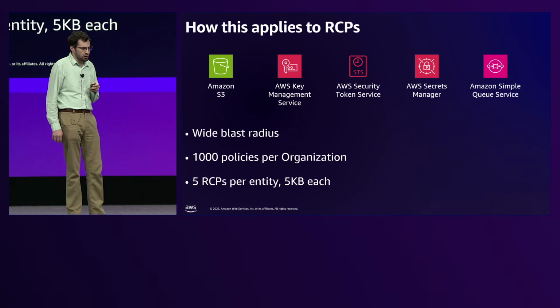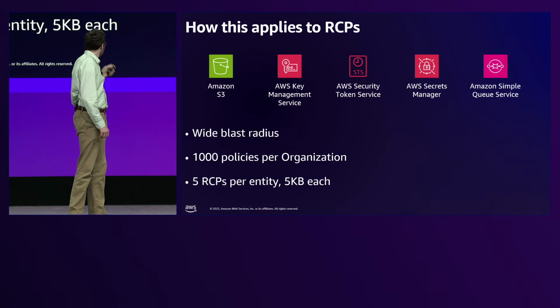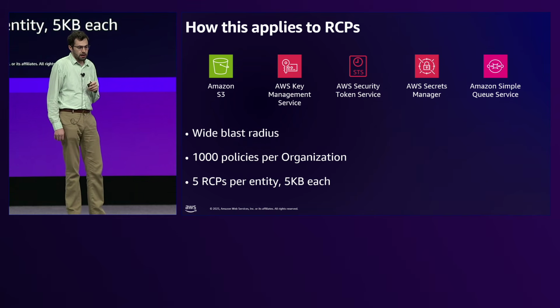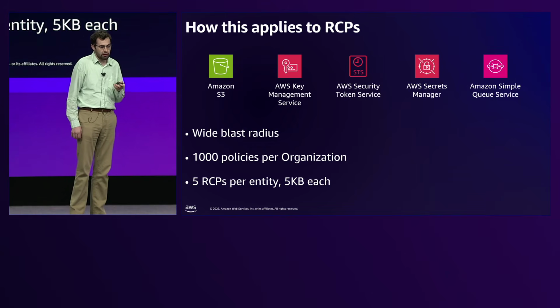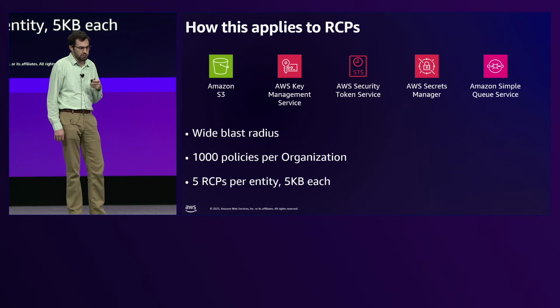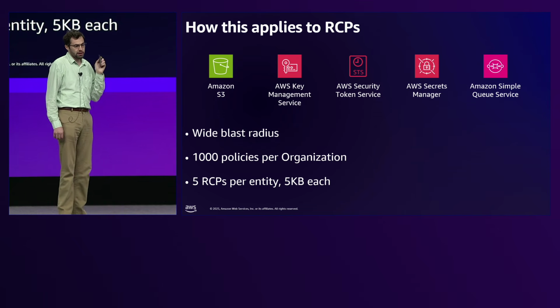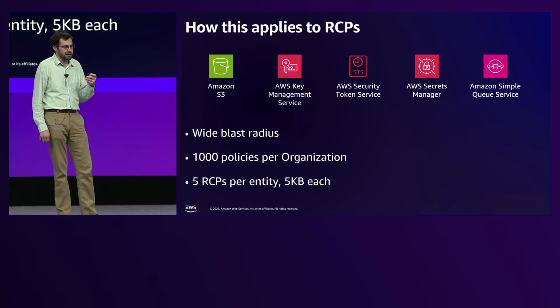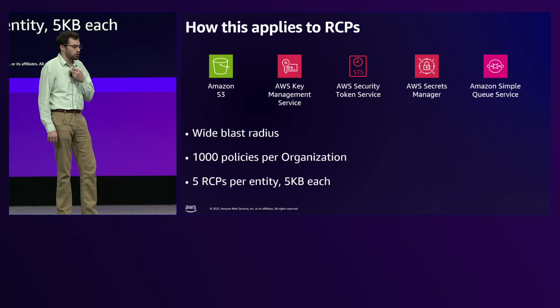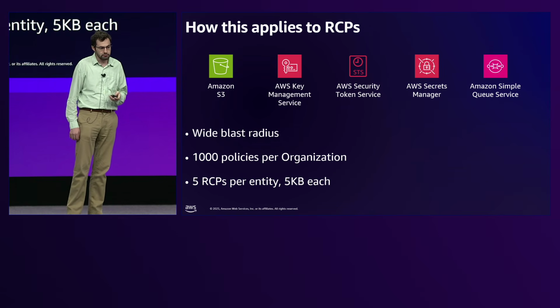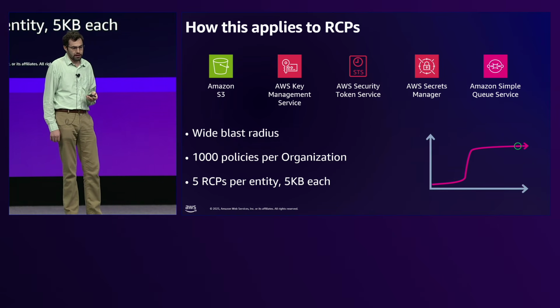There are also some limitations we'll have to be aware of. As I mentioned, there's obviously a very large blast radius. You're limited to 1,000 policies today per organization, so this becomes relevant as you think about potentially writing policies per account. And like service control policies, you're limited to 5 RCPs per entity. An entity is an AWS organization, organizational unit, or account, and you're limited to about 5,000 characters. This is really about as complex as it could get.